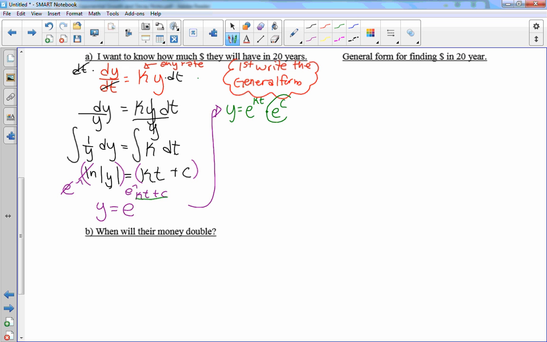And e to the c is what? No, not 0. It's a constant c. But this is a number raised to a constant, it's still a constant. So a constant can come out front, big C, e to the kt. Have you seen this before?